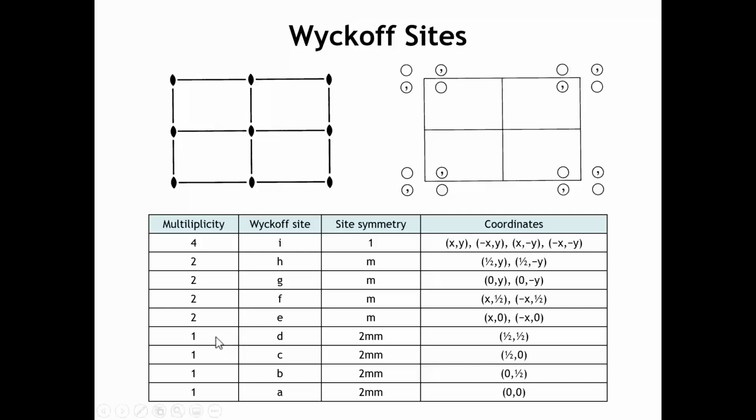And then we also have 4 Wyckoff sites that have a multiplicity of 1, and those represent putting an atom on the twofold rotation axis, which is also the intersection of 2 mirror planes. So the site symmetry there is 2mm, and if you put an atom, for example, at half-half, you're not going to get any other symmetry equivalent atoms in the unit cell, because the mirrors and the twofold rotation axes are just going to map this atom right back onto itself. We'll come back to this when we go to 3 dimensions.